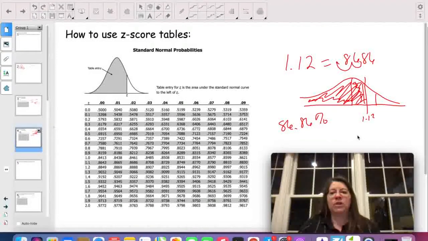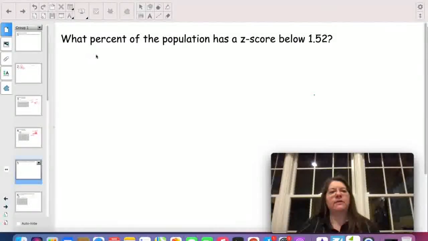Most of the stuff we're going to do with this are going to be word problems where you will convert some score to a z-score, look up the z-score, find the percentages, and answer the questions. So it's really fairly simple. Okay, so in this one it says, what percentage of the population has a z-score below 1.52? So I'm going to take you to the link of the z-score table. We're going to look up 1.52.